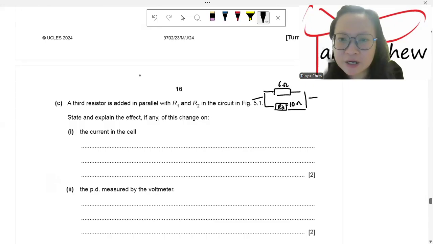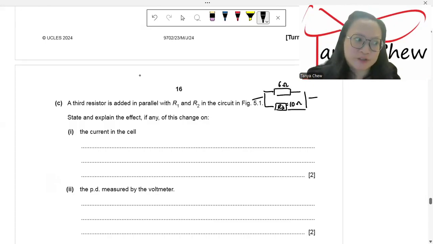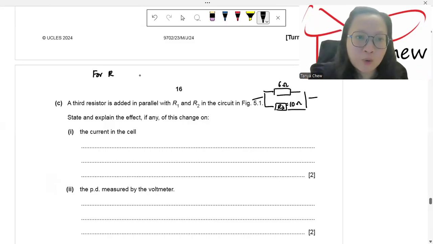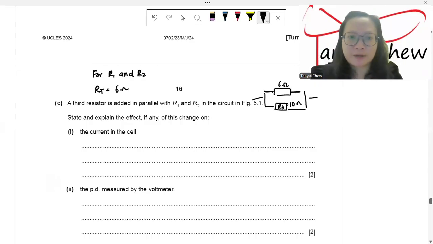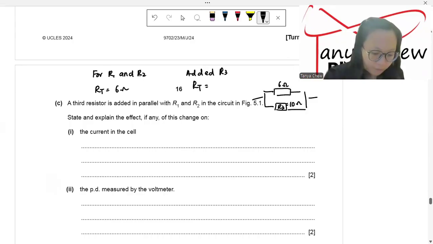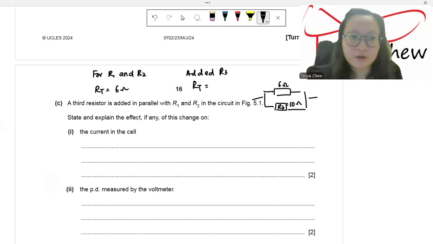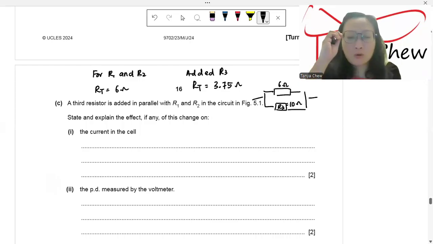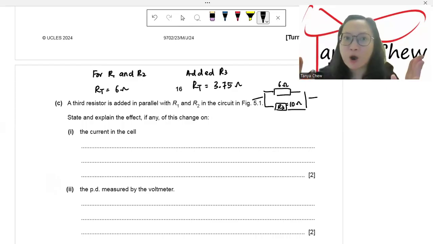I want you to see the total resistance. What happened to the total resistance? Initially, for R1 and R2, total resistance is 6 ohm because they are connected in parallel. So after adding R3, R total becomes 1 over 6 plus 1 over 10, and then you just invert it. I want you to see the value decreases to 3.75 ohm. So the total resistance decreases when the third resistor is connected in parallel with these two resistors.